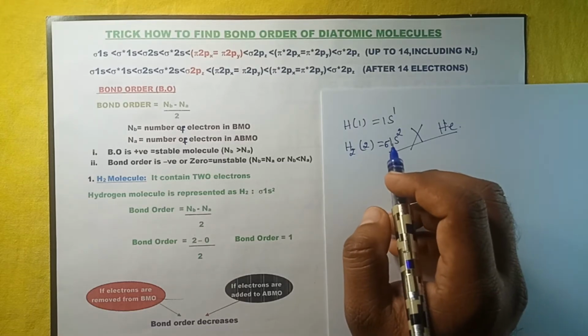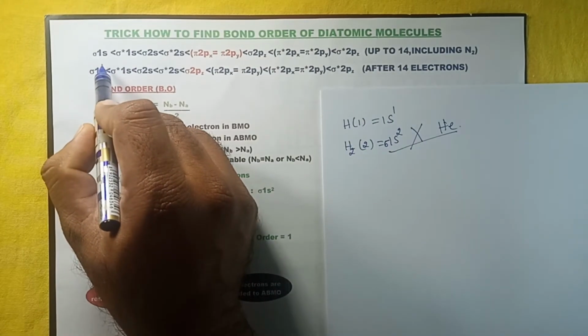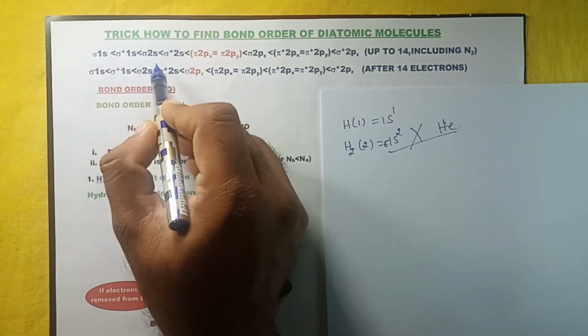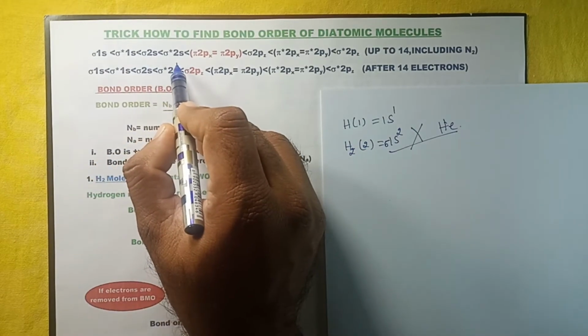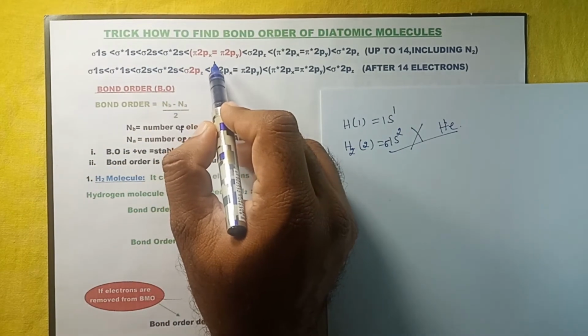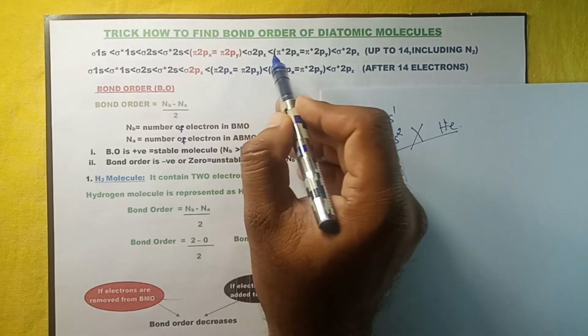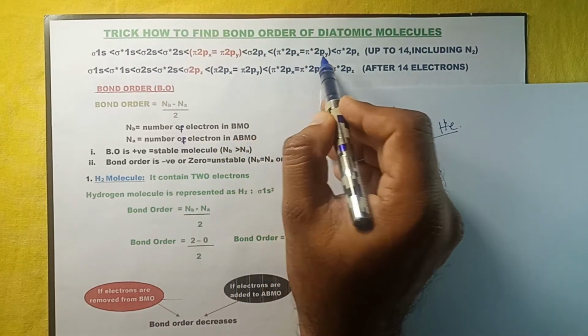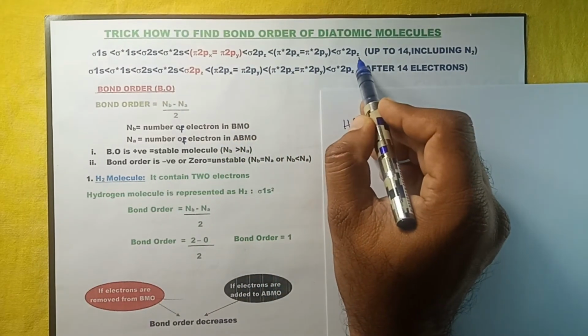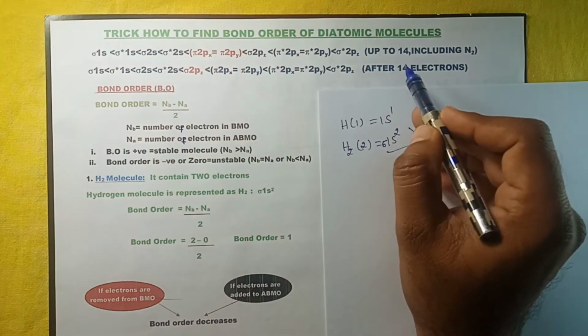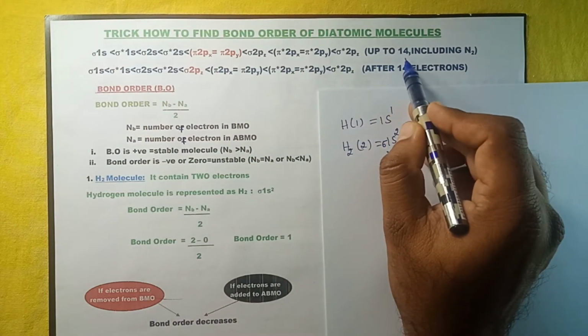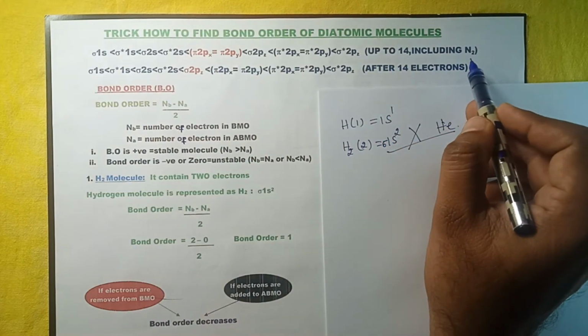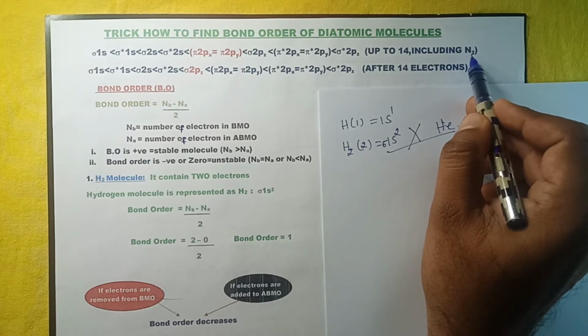So here is a sequence: sigma 1s, sigma star 1s, sigma 2s, sigma star 2s, pi 2px equals pi 2py, sigma 2pz, pi star 2px equals pi star 2py, then sigma star 2pz. This electronic configuration is applicable only up to 14 electrons, that is including nitrogen. Then after nitrogen, this electronic configuration is not applicable.